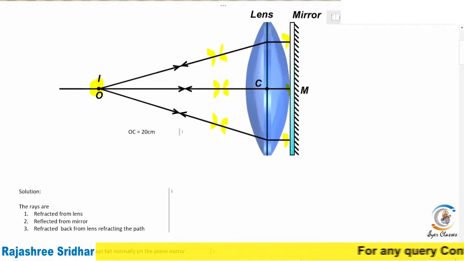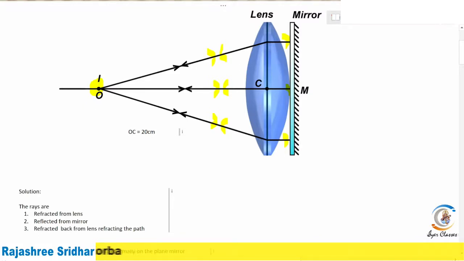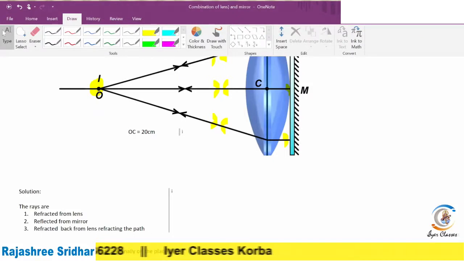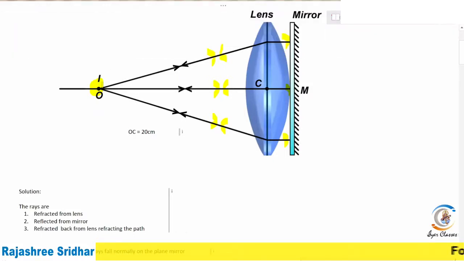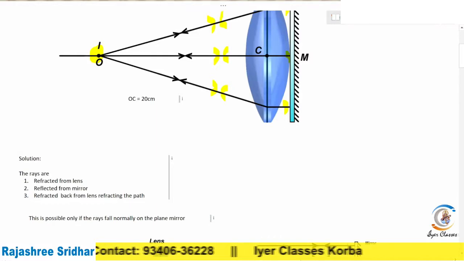If you look at the image, first the refraction happens from the lens, then the rays are reflected back from the mirror, and then again refracted from the lens, and the final image is formed. The position of the object and the image are the same, as you can see, the yellow one. Now, this is possible only if the rays fall normally on the plane mirror.